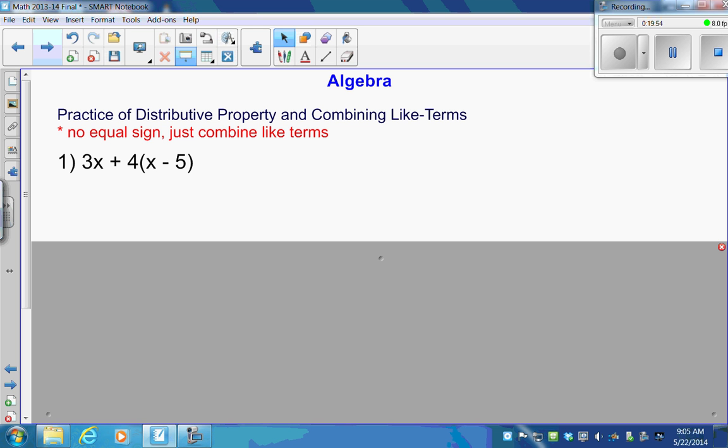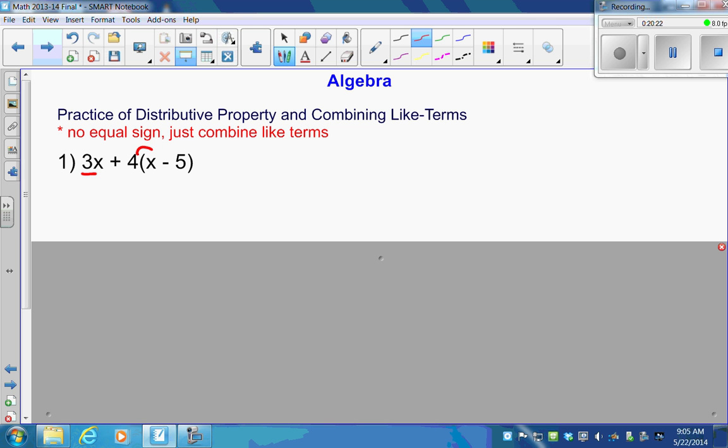All right, algebra, everyone's favorite, algebra. So remember, if there is no equal sign, do not solve. Just combine. I'll show you the first one, and then we'll go from there. So this first one, I have 3x, and then I have 4 parentheses x minus 5. If there is nothing between the parentheses and the numbers, we have to do the distributive property.